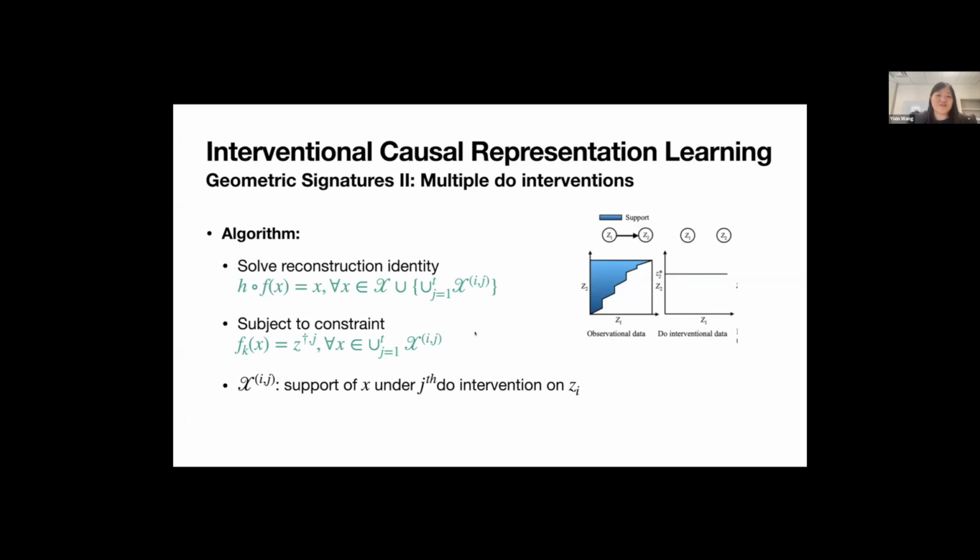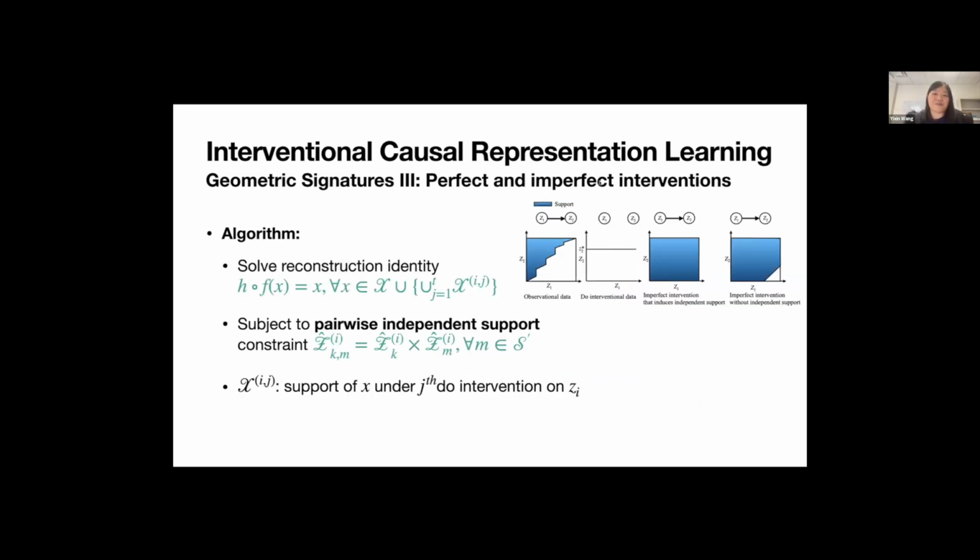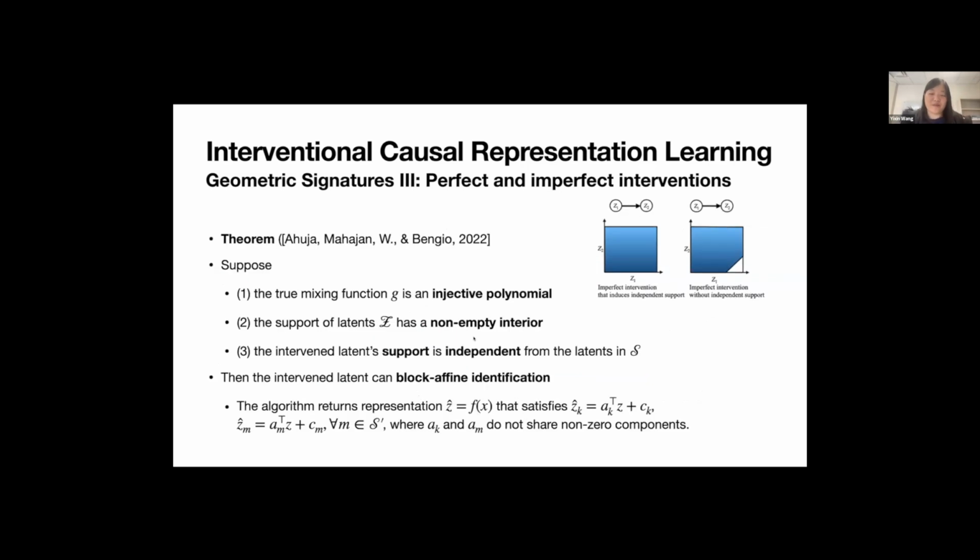If we have multiple do interventions, then we may be able to get away with our injective polynomial assumption to work with general diffeomorphism. And we can show that if we have only diffeomorphism, non-injective mixing function, and the number of interventions is large enough, then we may be able to approximately identify these intervened latents component-wise. And finally, if we work with perfect or imperfect interventions that satisfy pairwise independent support, then we'll be able to, in similar suite of assumptions, injective polynomial, non-empty interior, and support independence, we can get block affine identification.